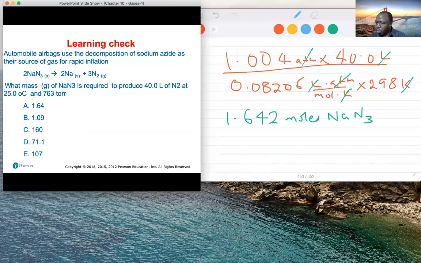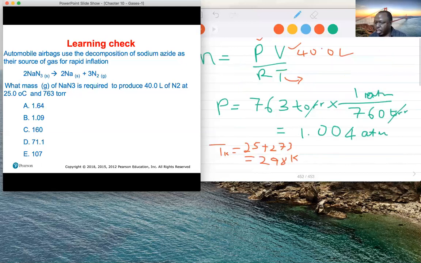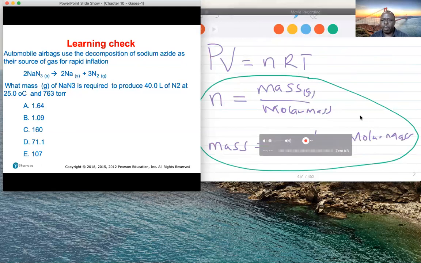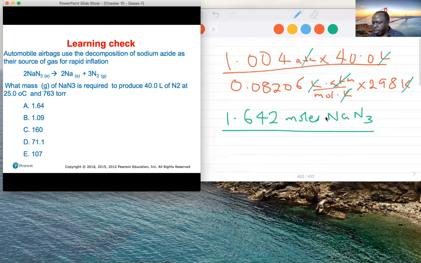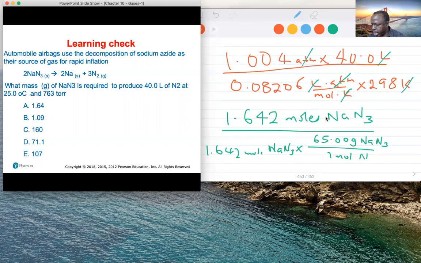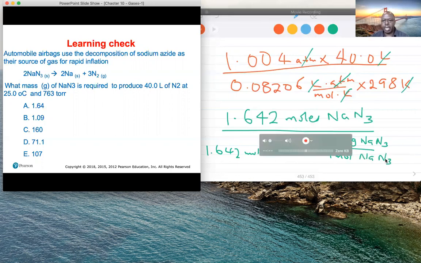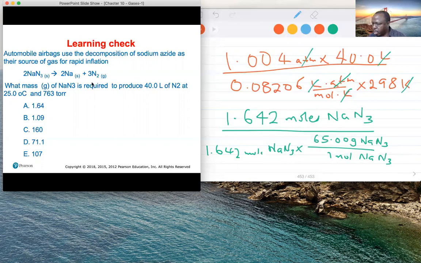So with that, on my whiteboard, this value we will convert to mass using this equation. Mass is given by number of moles times molar mass. All this knowledge we have been learning is compounding. So 1.642 moles of NaN3 times the molar mass, 65.00 grams of NaN3 over 1 mole of NaN3. I'm using the molar mass as my last conversion factor so that mole and mole cancel out, and I'll remain with the mass.